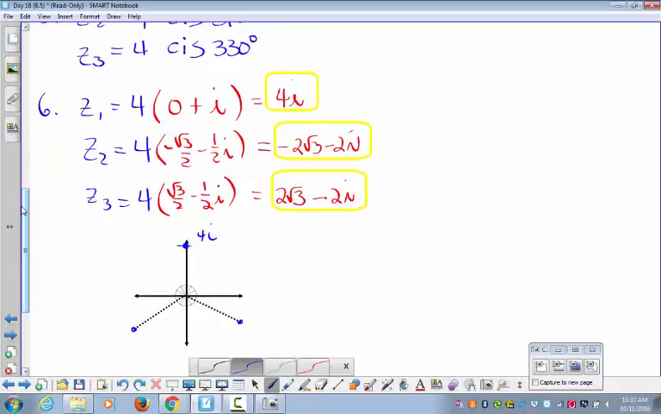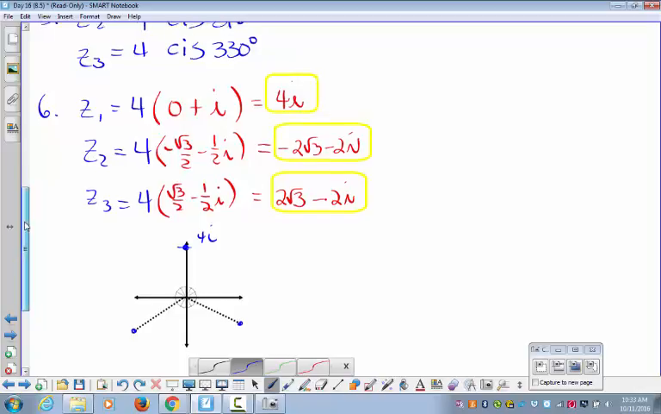So that's the way I would recommend doing it. The book has that crazy formula. If you want to use that formula, you're more than welcome to. I think this is much more intuitive, and I would count the answers Z1, Z2, Z3. The book counts them Z0, Z1, Z2, which I think gets a little confusing, but your choice. Two different ways to do it.